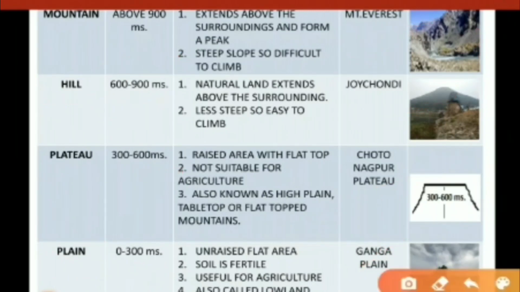So first one we have plain. It's a flat region, soil is fertile, and that's why it is useful for agriculture. Because of its height, it is known as lowland.